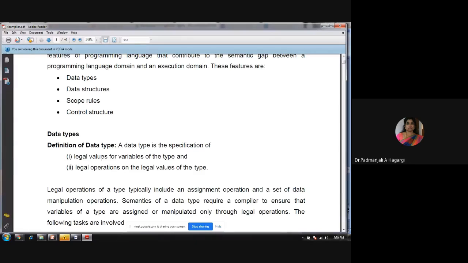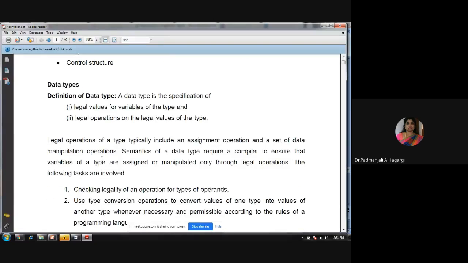So the semantics of the data type require a compiler to ensure that the variables of the type are assigned or manipulated only through legal operations. If there is anything wrong, like a missing semicolon or comma, the compiler forces an error message so that the programmer is alerted that something is missing. That is its duty, to give an alert message to the programmer. So it checks the legality of an operation for the type of the operand, and type conversion operations convert the values of one type into values of another type. All these are permissible.